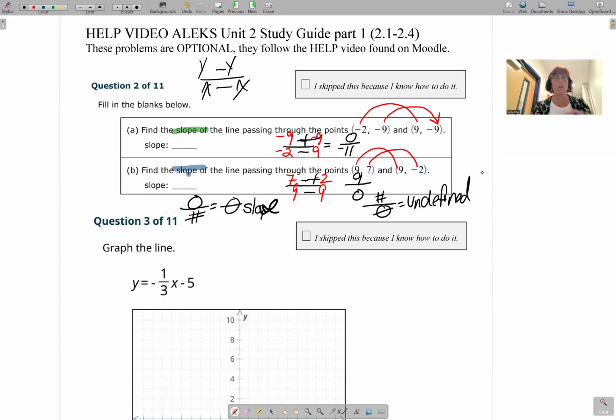Undefined is vertical. So this would be here, 0 over anything. The slope is 0, and it is a horizontal line. And here the slope would be undefined. And that would be a vertical line slope.